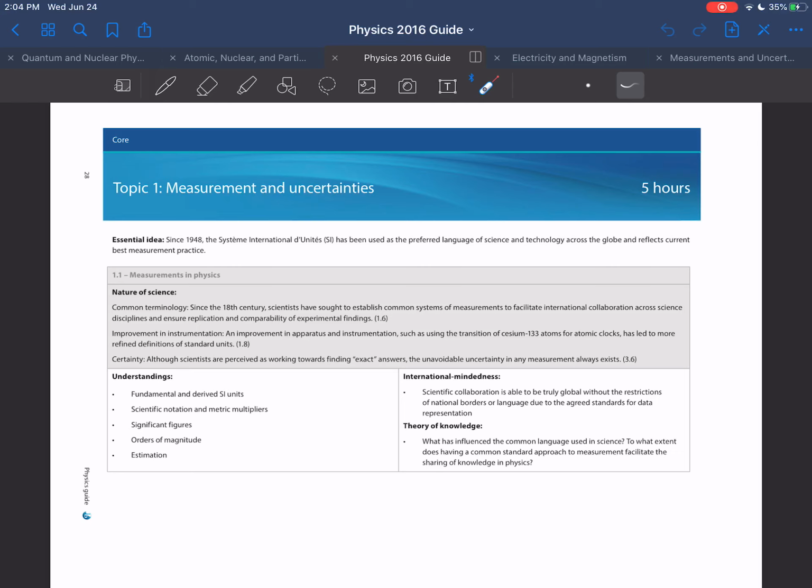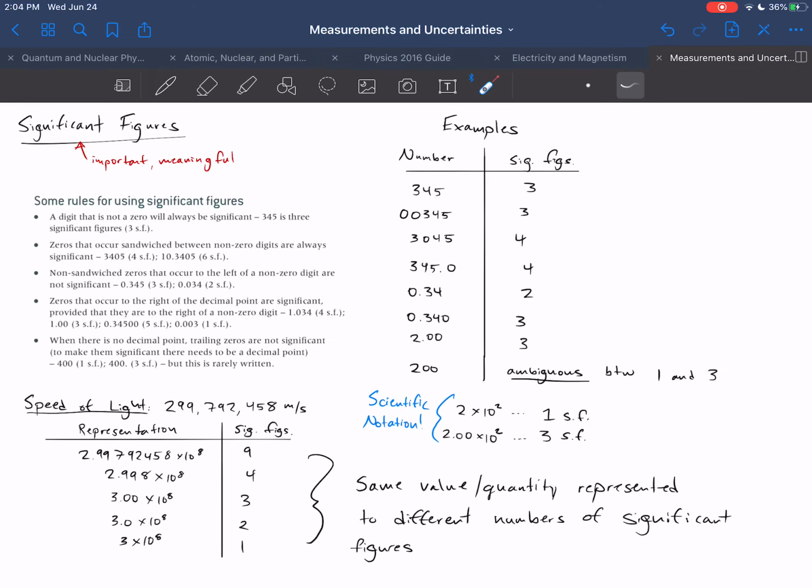Hello everyone! In this video we will continue to examine topic 1.1, measurements in physics, and in particular we will unpack everybody's favorite topic, significant figures. Alright, significant figures. There are a number of rules about representing values that I'm sure you were exposed to in chemistry, usually under the name of significant figures or significant digits.